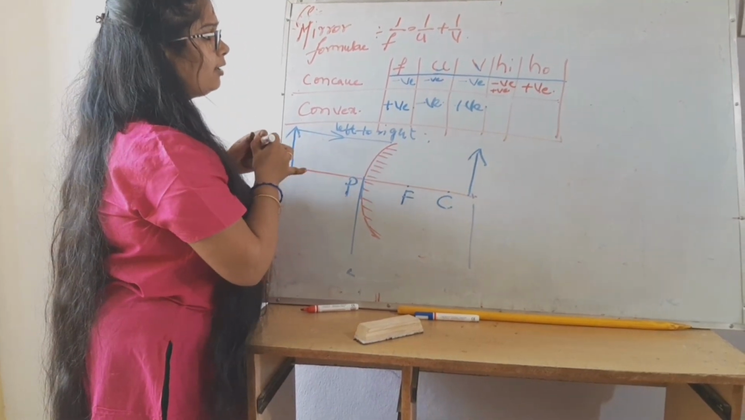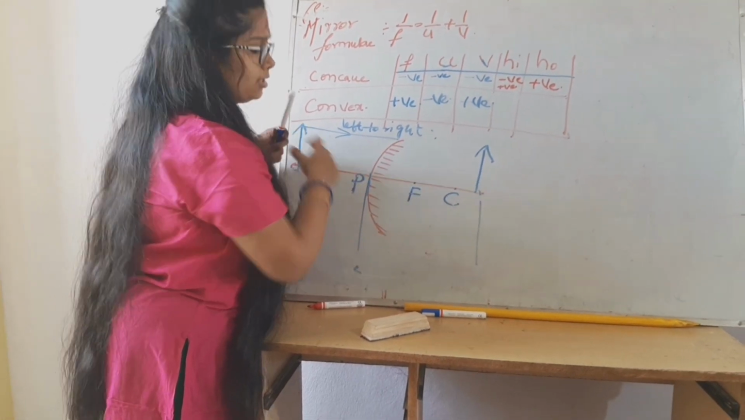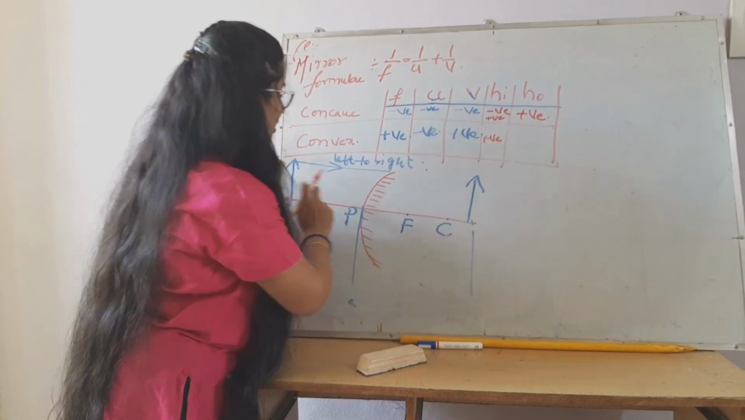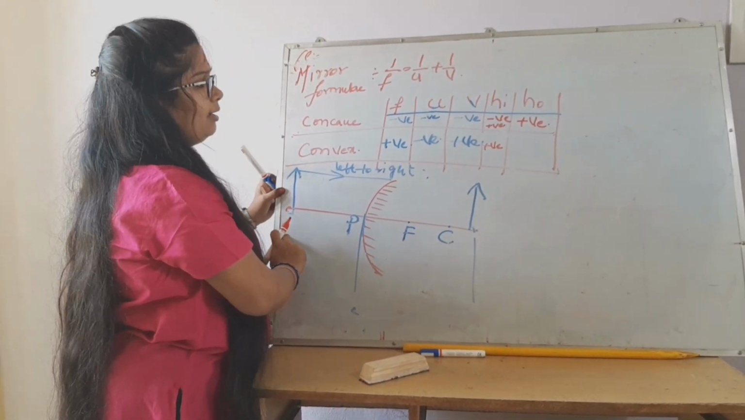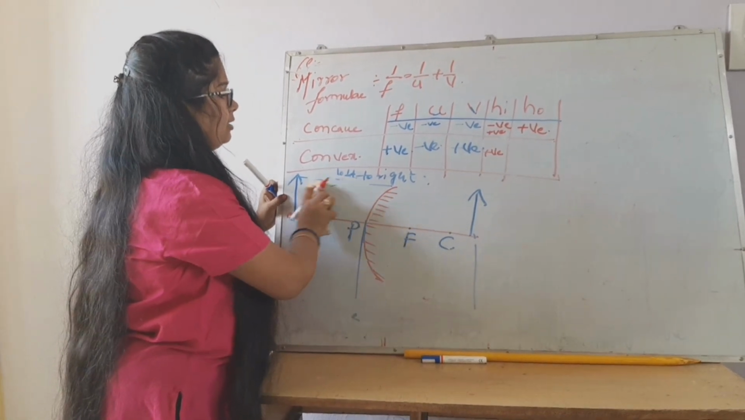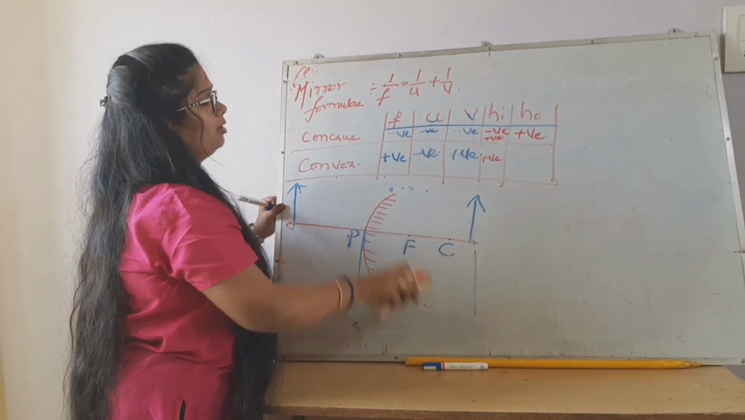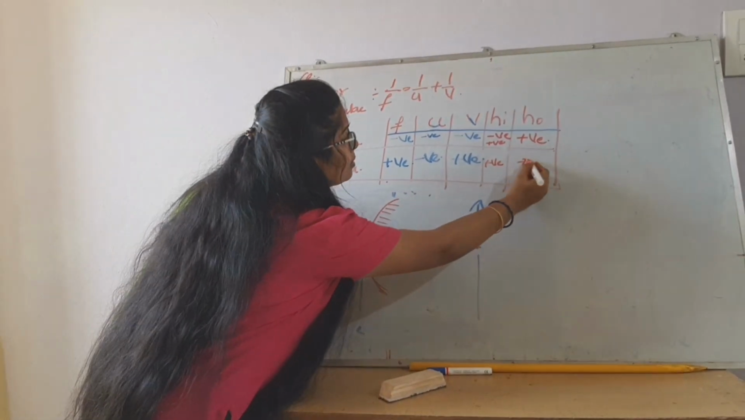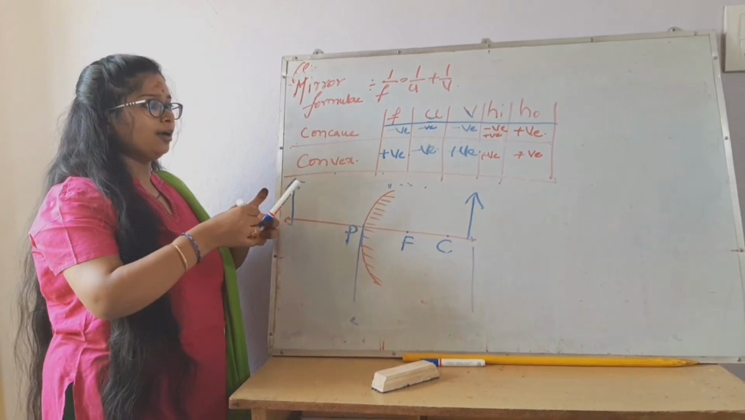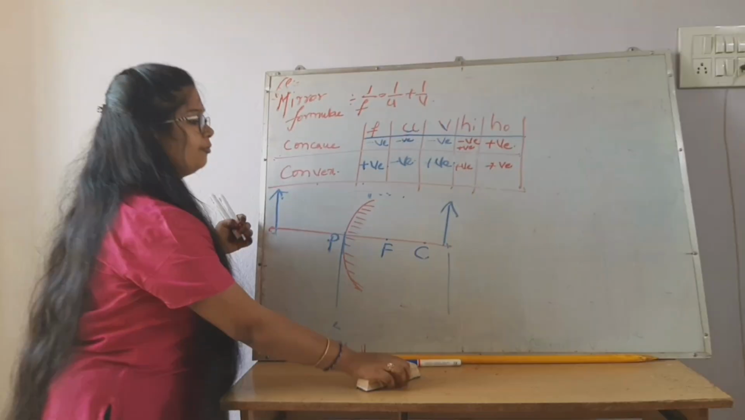Next, height of the image: always virtual and direct image, so here it is positive. Height of the object is above the principal axis. Don't consider left and right in the case of height, only above and below the principal axis you are supposed to take. This is also positive.